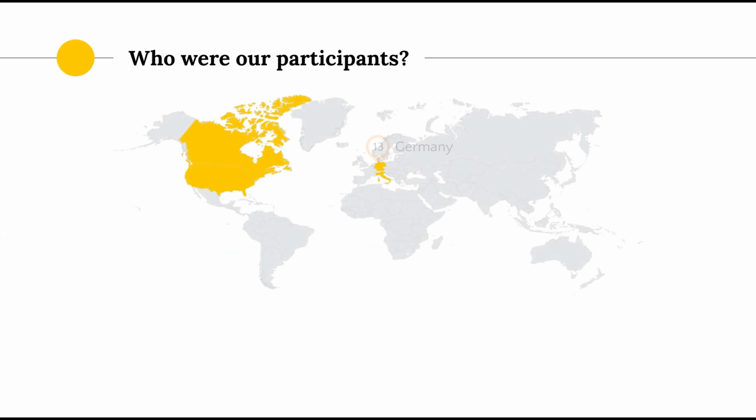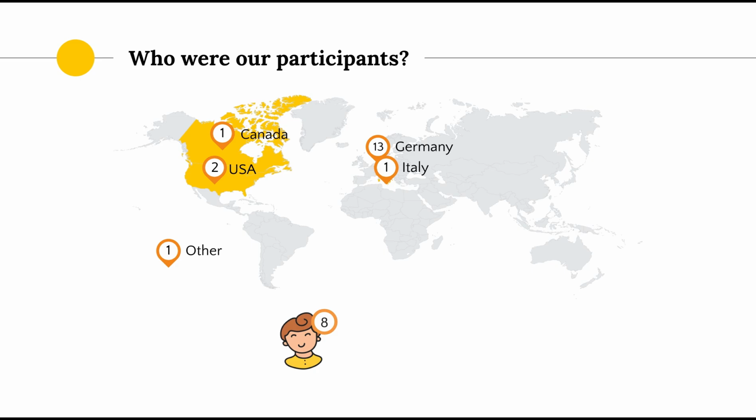Who were the participants? 13 of the participants in this research lived in Germany, 1 in Italy, 1 in Canada, and 2 in the US. 1 individual did not specify their place of residence. The gender distribution among the participants included 8 women, 8 men, and 2 participants who did not disclose their gender. Their ages were between 26 and 72, with an average age of 39 years.